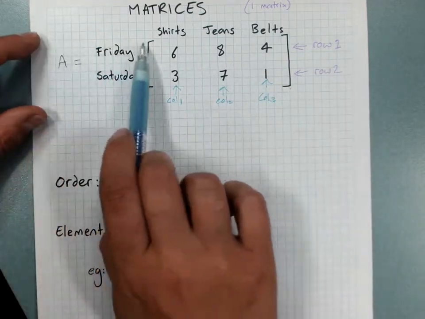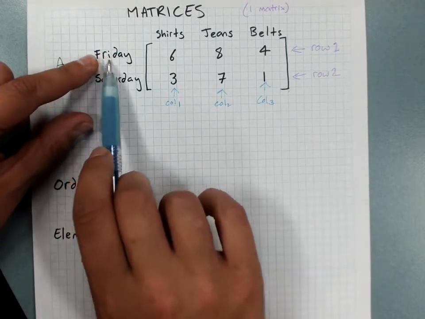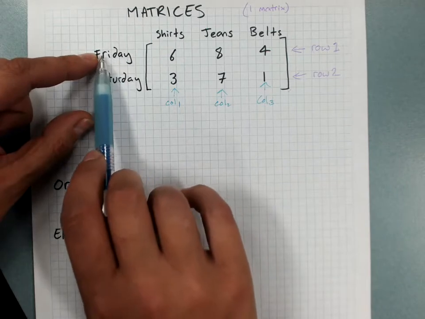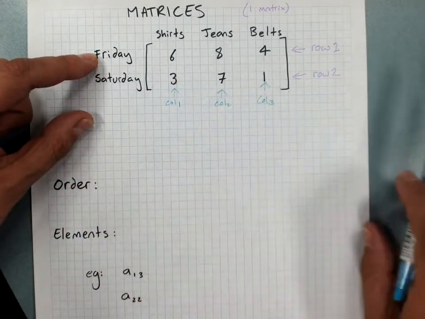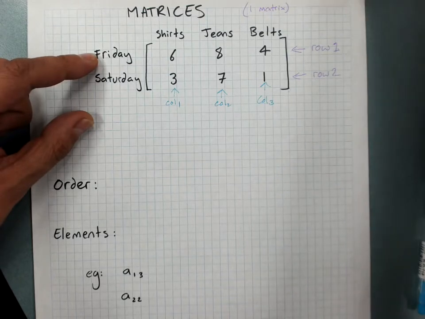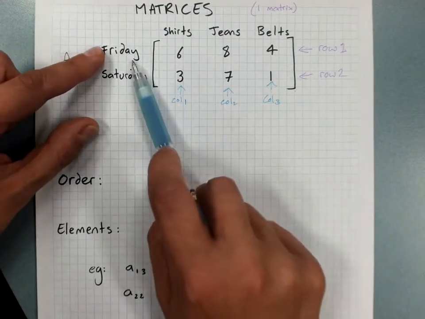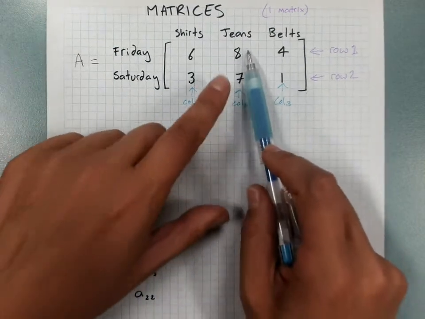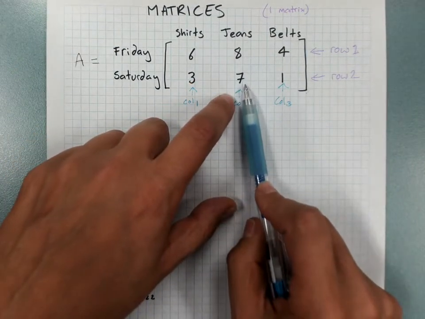When you're reading this way, notice that our labels for the rows happen first, and rows are labeled first in any matrix. So we read a matrix as rows, then columns. Now, we can read a bunch of information from this matrix. On Friday, there were 6 shirts sold. In total, the sum of column 2 would tell us there were 15 jeans sold.